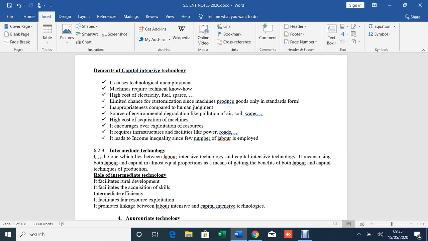Innovation. The third one you have is intermediate technology. What does intermediate technology mean?